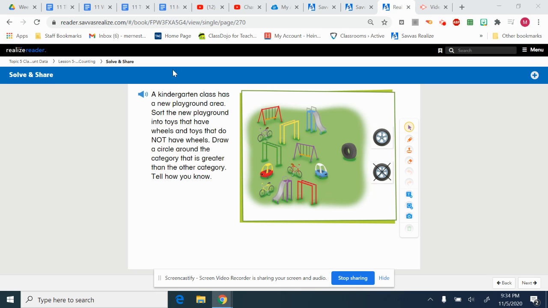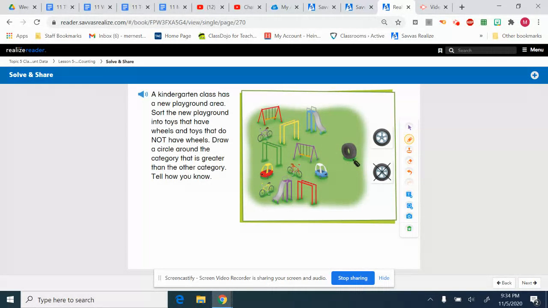All right, kindergartners, on this page, this is the kindergarten class toys or playground equipment, and we're going to decide which things have wheels and which things do not have wheels. We're going to write the number above and below, and we're going to decide which one is greater. So the first thing we need to do is find our things with wheels. Since it's a wheel, let's go ahead and put a circle around the wheel. Does that sound like a good idea? All right, here we go.